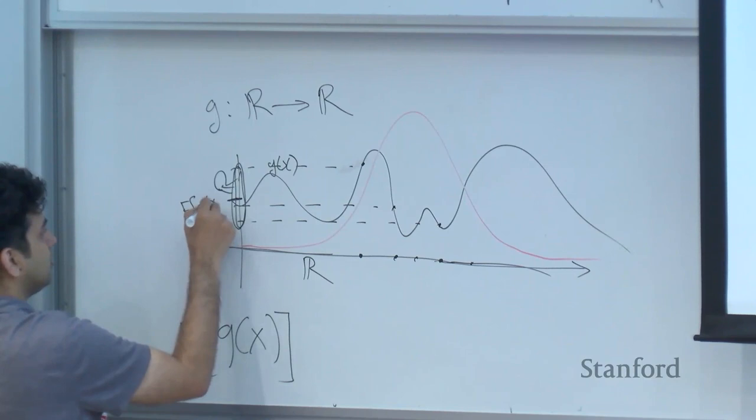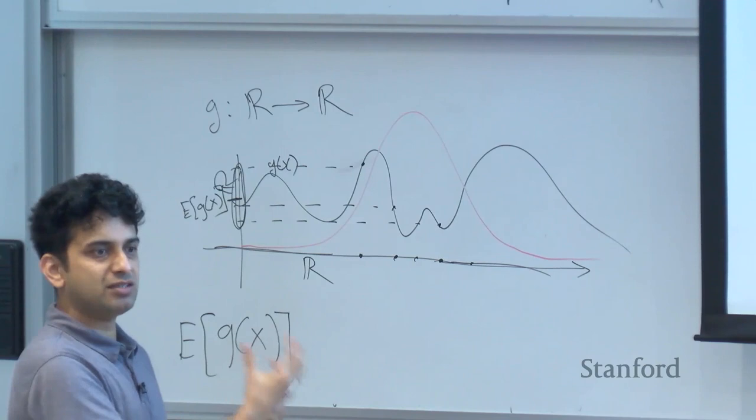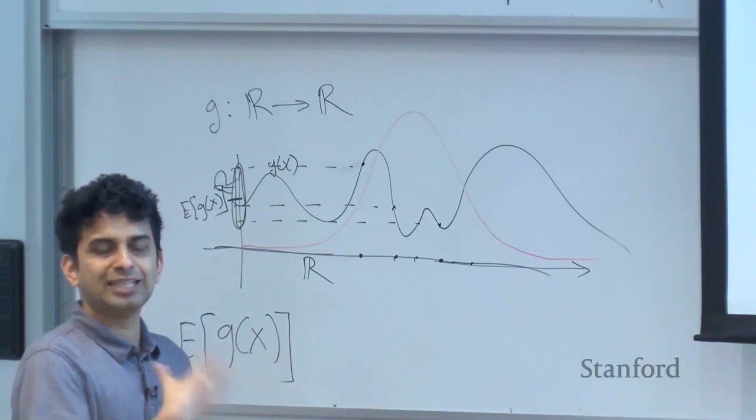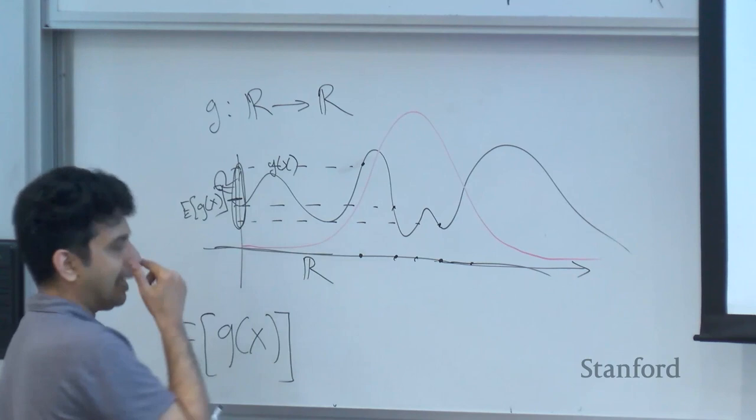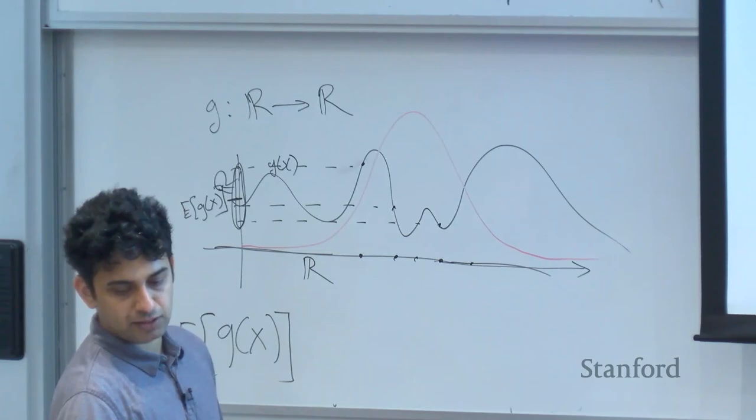Which means if you're sampling x's according to the random variable x, evaluating g on those sample inputs, what is the average value of g you would get if you were to repeat this experiment indefinitely long? What's the expected value of the output of g if your inputs are sampled according to x? So that's the expectation of g of x. And the analytical definition is here, that's the integral of g of x, f of x dx.